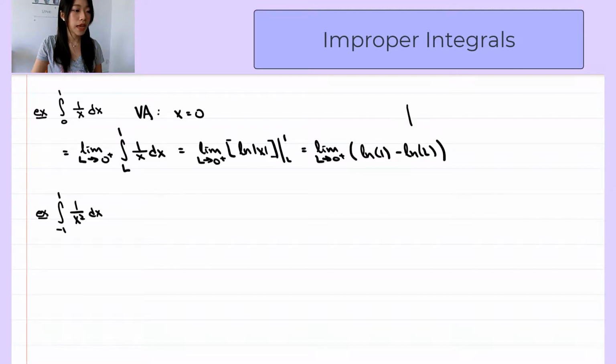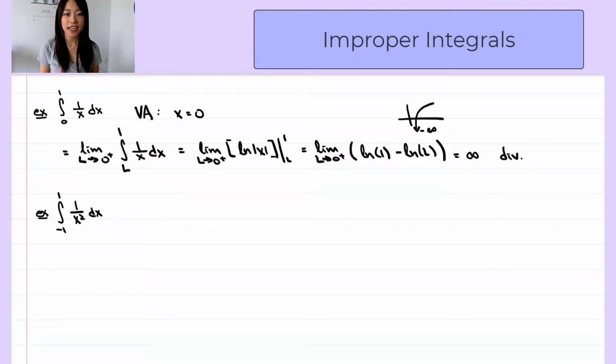And remember that the ln function looks like this. As x approaches 0 from the right, the y value goes to negative infinity. So the limit as L approaches 0 from the right of negative ln L is infinity. So this integral diverges.